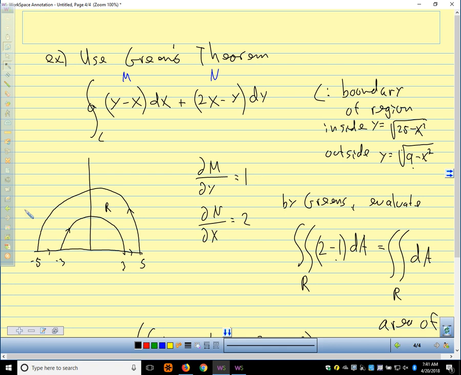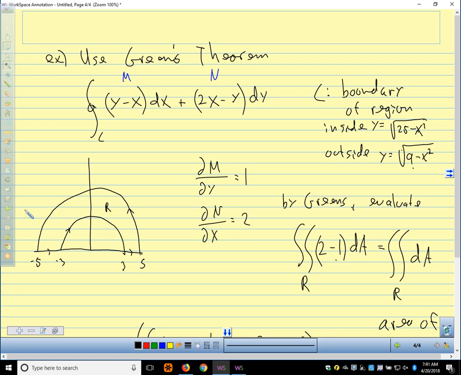If you had a washer though, could you do the outside one and subtract the inside one? All of it? I don't think so. And how would you go about it? You just can't use this. You'd have to set up the line integrals.